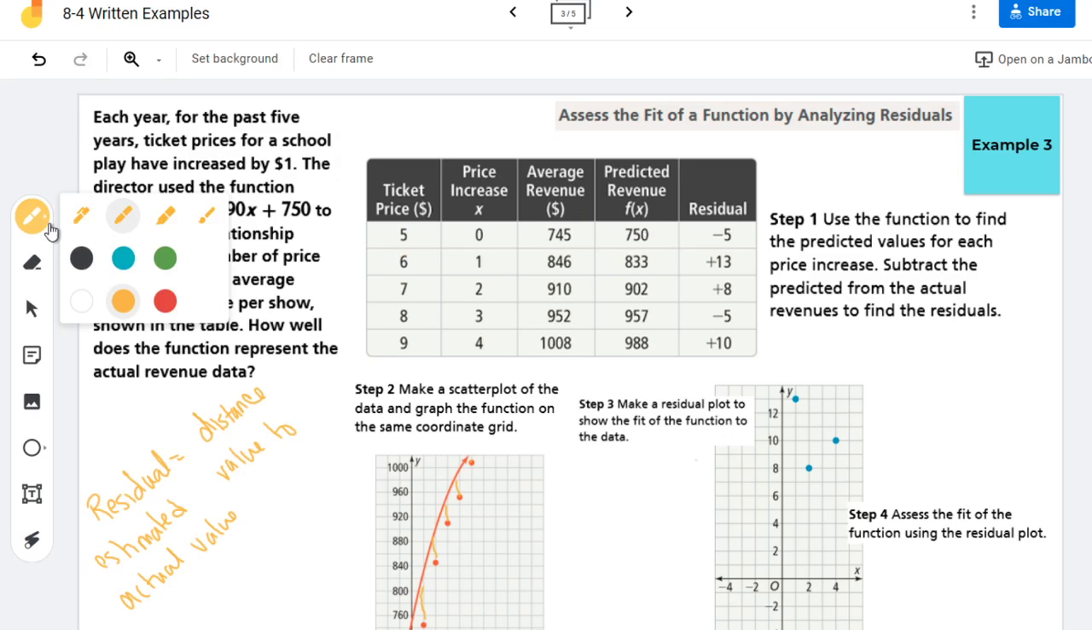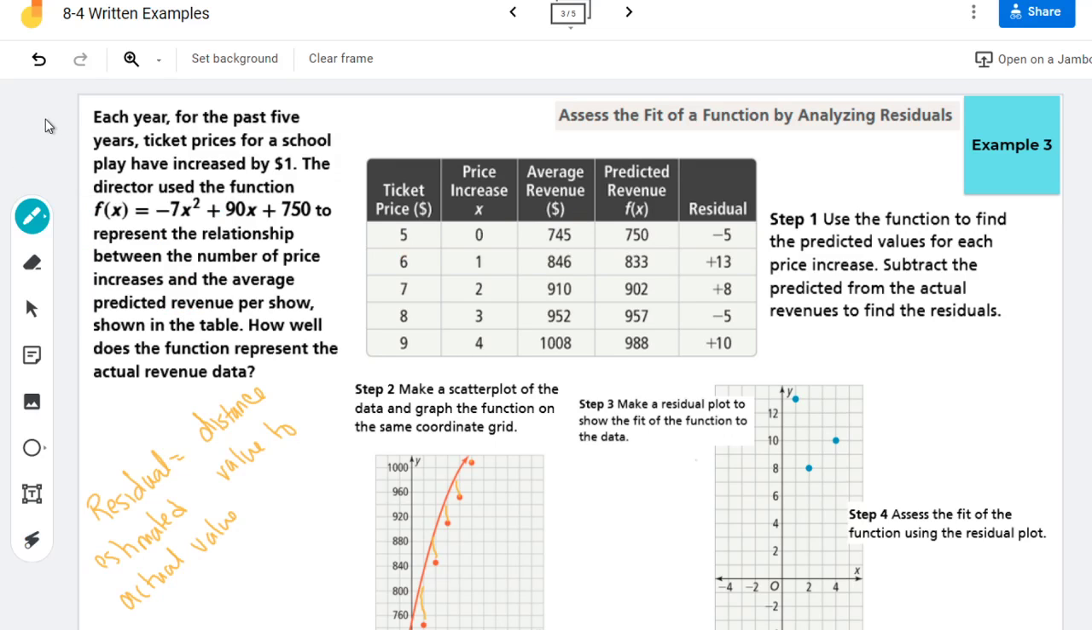So again, the formula I'm going to write for the residual is the actual minus the predicted value. And so that's what they found here. These are all those vertical distances that I showed here. Okay.